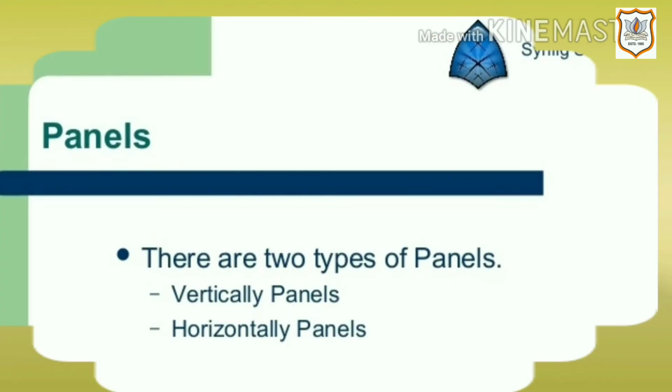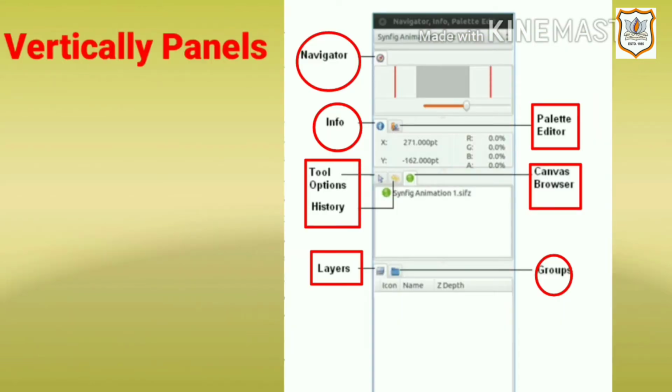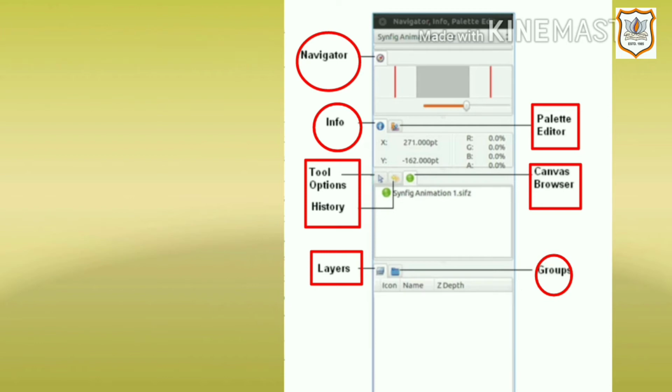There are two types of panels. First one vertical panels and second one horizontal panels. The image of vertical panels displays from the left side Navigator, Info, Tool Option Panel, History, Layers. From the right side, Palette Editor, Canvas Browser and Groups. Let's discuss the function of these panels.